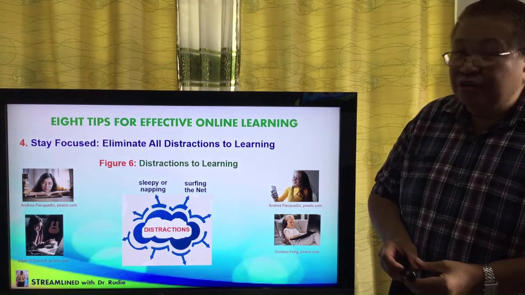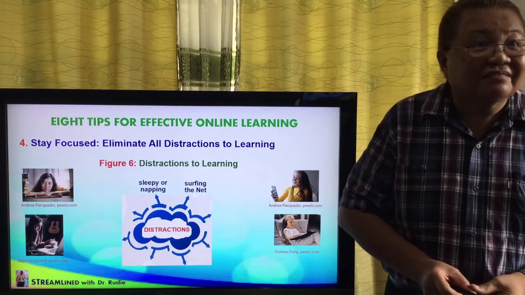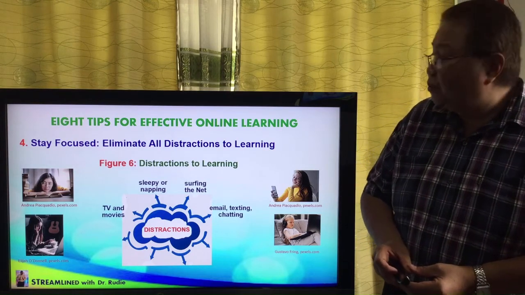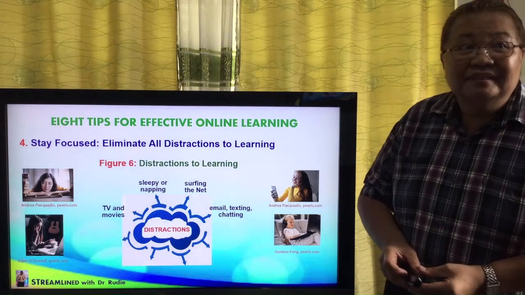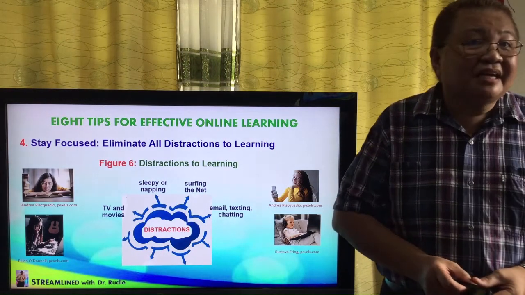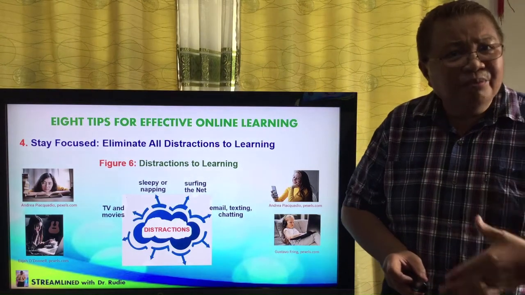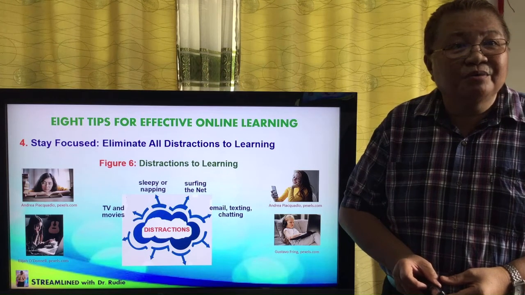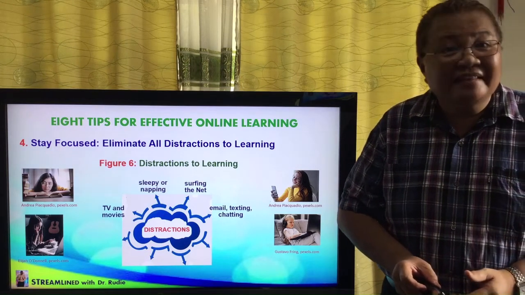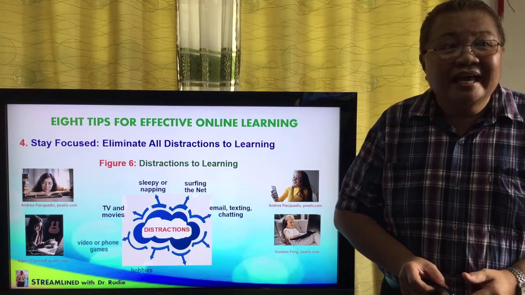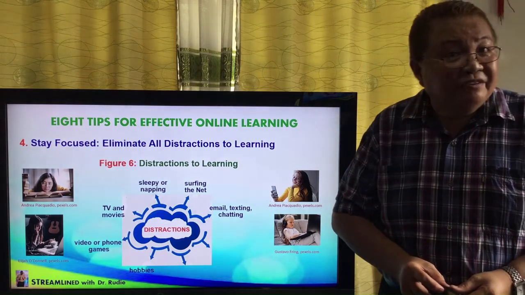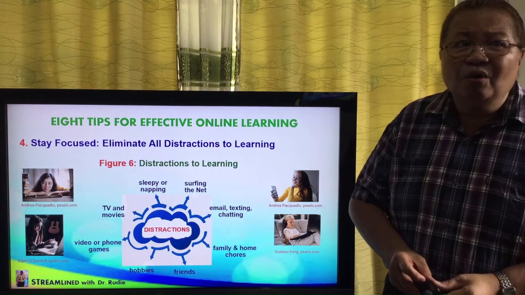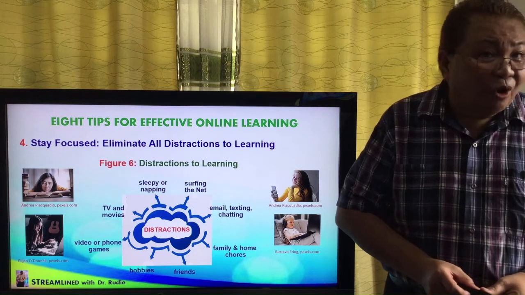Second, he or she may be tempted to surf the net, or the students may watch TV and movies while learning, and of course, maybe spending time with their phones. That's why it's very important to close gadgets not being used for learning. They may be busy with email, texting, or chatting with friends and family. And of course, maybe playing video or phone games, or spending time for hobbies, or busy with family and home chores.